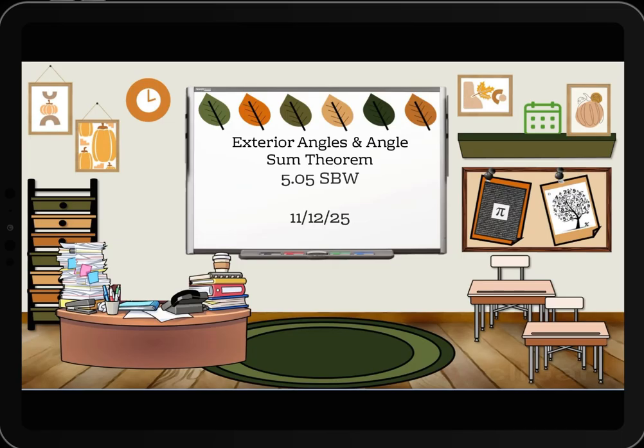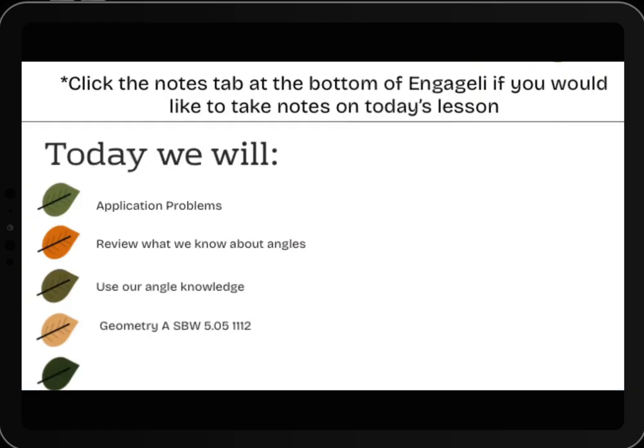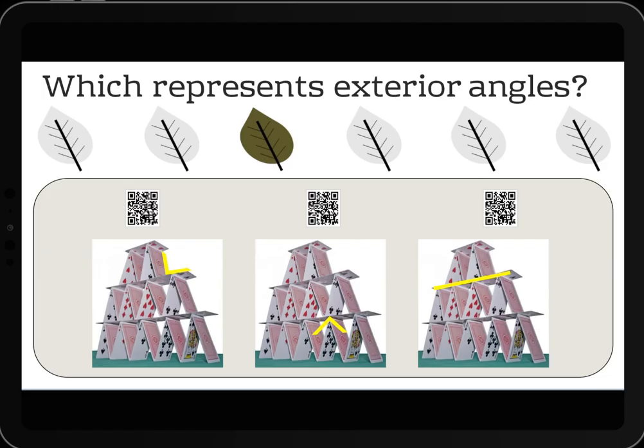Alright, we are looking at our exterior angles and angle sum theorem 5.05 SBW. Let's first start with a practice problem that outlines what an exterior angle ought to be. Take a moment and see if you can identify which of these would be an exterior angle. You should have selected this option here as your exterior angle. Let's explore what an exterior angle is and identify specific exterior angles in a few triangles.